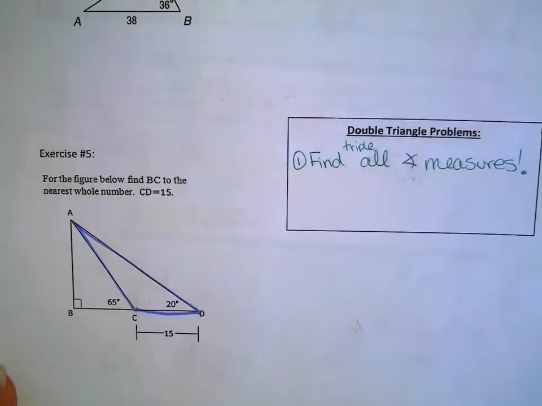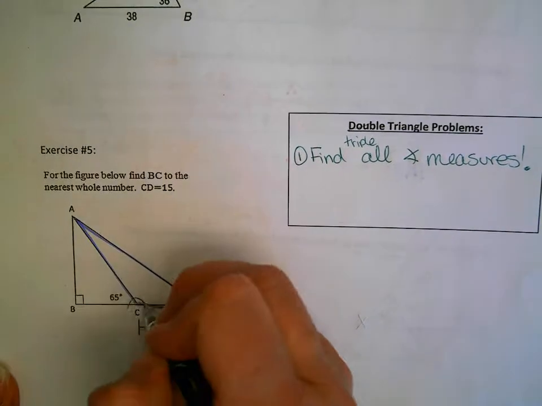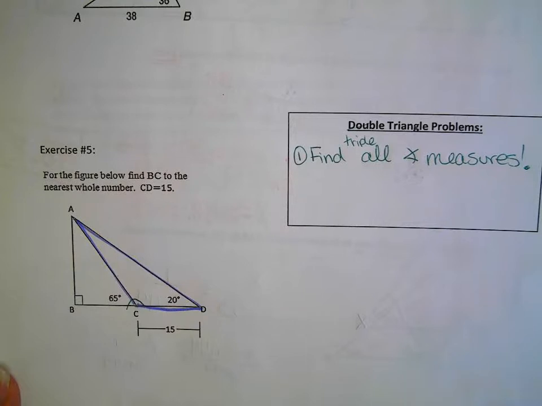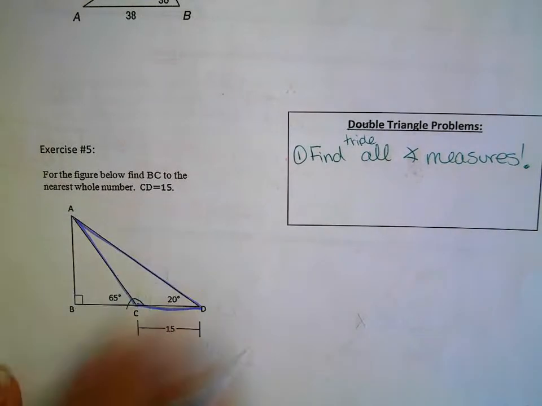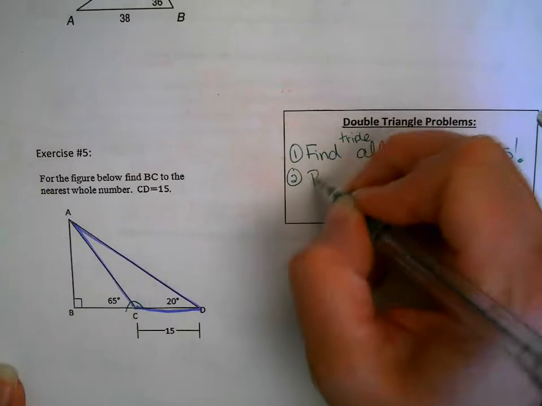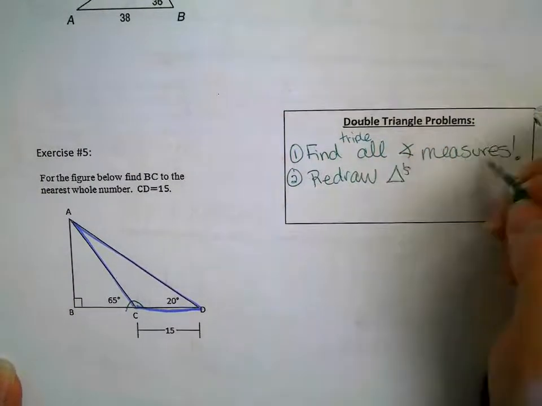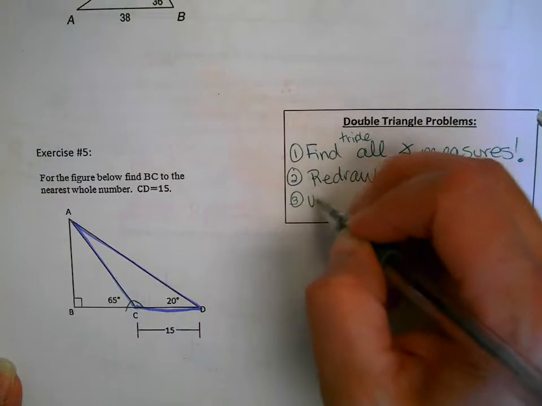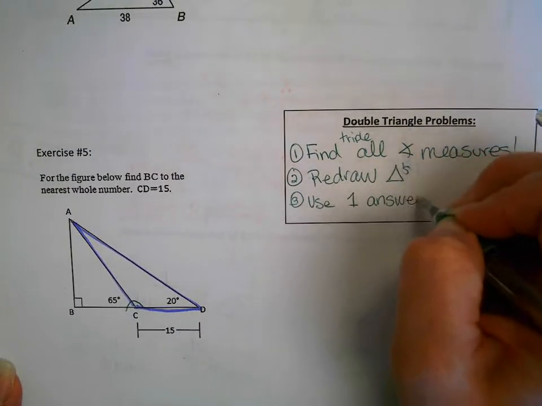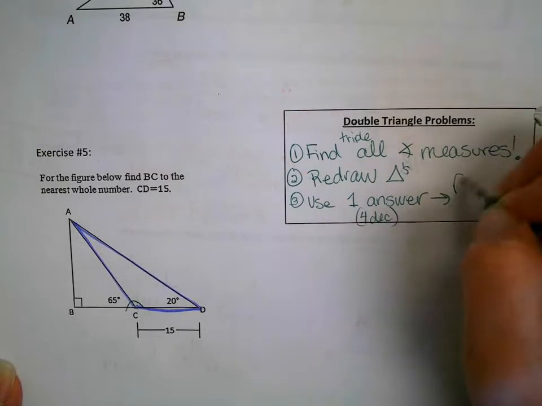So what we're going to do is, first step is to find all angle measures. We did this way back at the beginning of the year. I gave you a big crazy kind of picture, and we had supplementary angles. We had right triangles with missing angles, and that led to this type of question. After you find all your angle measures, then we're going to redraw our triangles. And step 3, you're going to use one answer to 4 decimals to find the next answer.